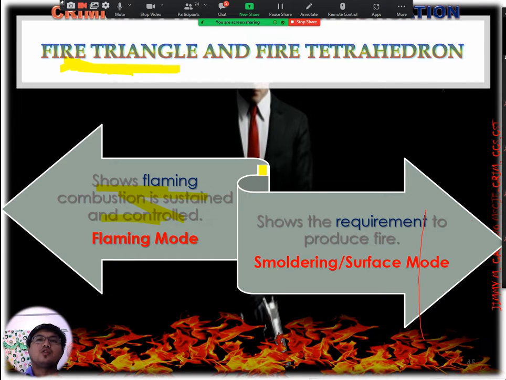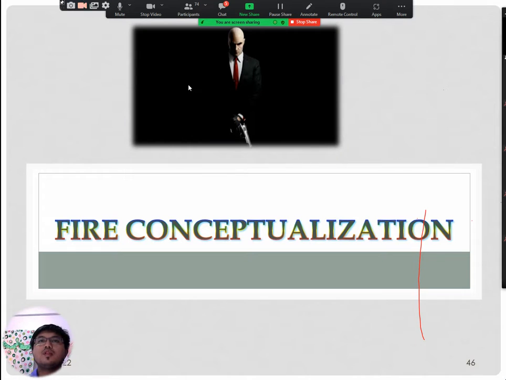Okay? So, sa fire tetrahedron, mayroon na tayong flaming. So, wait lang ang arrow. Okay? Ito naman, yung nasa kabila, yung smoldering mode or surface mode, okay? Fire triangle yan. It shows the requirement to produce fire. So, nagbabaga siya, smoldering or surface mode. Pag fire tetrahedron na yan, flaming mode, meaning to say, tuloy-tuloy na yung pagsunog niya. Okay? Sige.